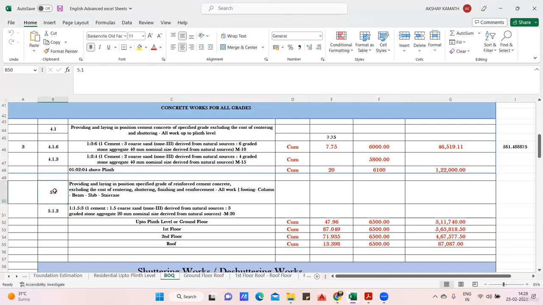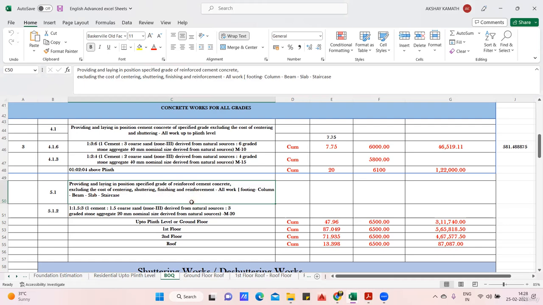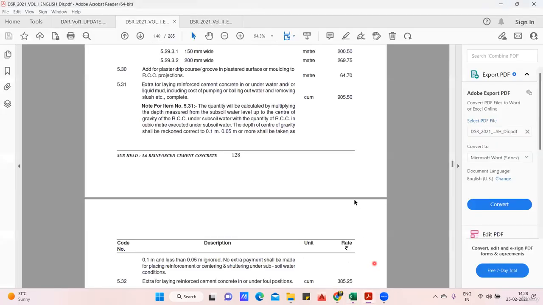So now you see 5.1. So 5.1 is about providing and laying in position specified grade of reinforced cement concrete, excluding the cost of centering, shuttering, finishing, and reinforcement. All work, that is footing, column, beam, slab, and staircase. You're getting my point. So I'll take you to the 5.1 now.